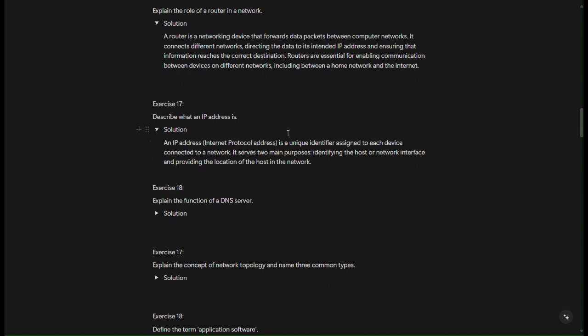The Internet Protocol address is a unique identifier assigned to each device connected to a network. It serves two main purposes: identifying the host or the network interface and providing the location of the host in the network. This is the importance of the IP address.